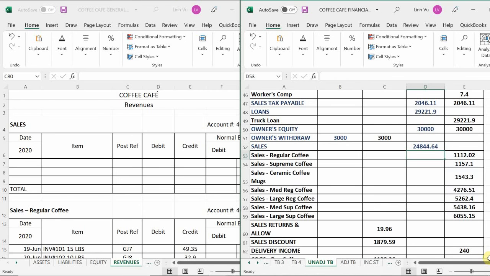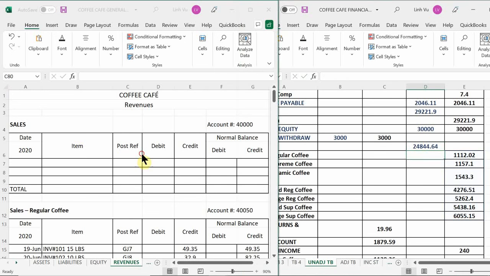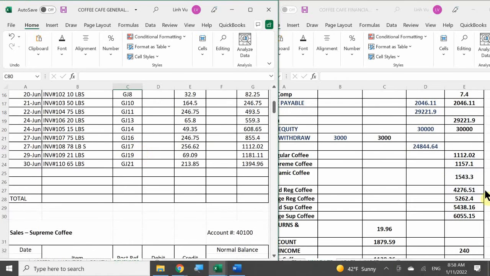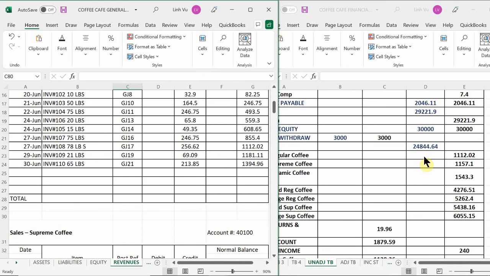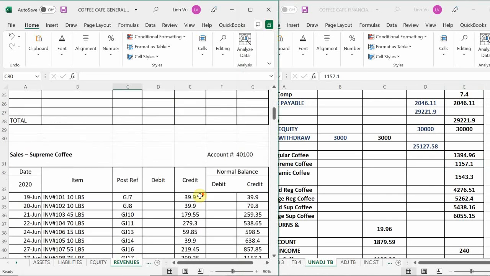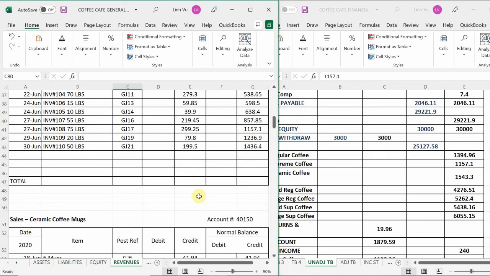Okay. So now we're going to make changes to all the sales accordingly. Starting with the first one, sales for regular coffee is currently at $1,394.96. My sales for Supreme Coffee is $1,436.40.